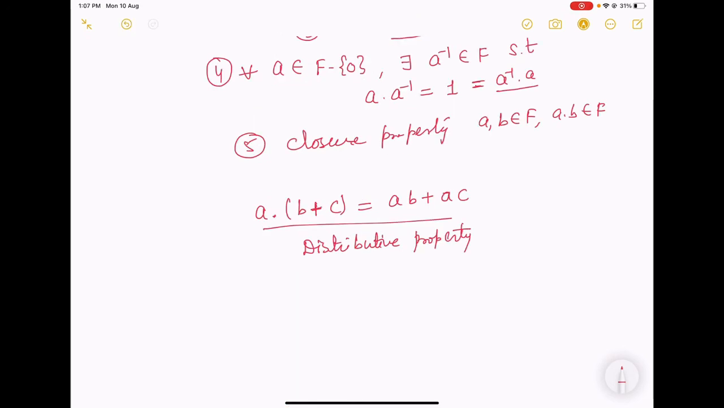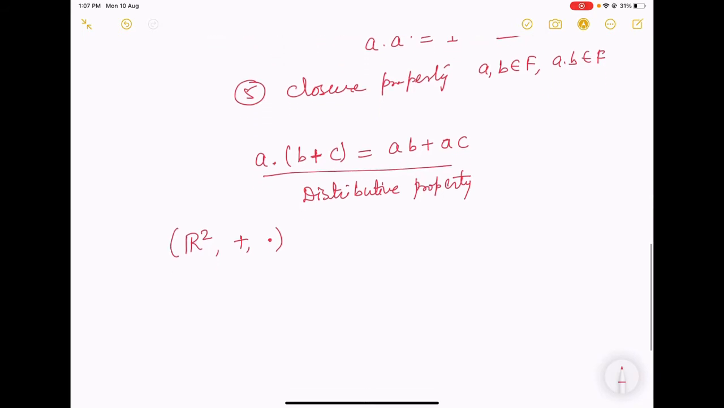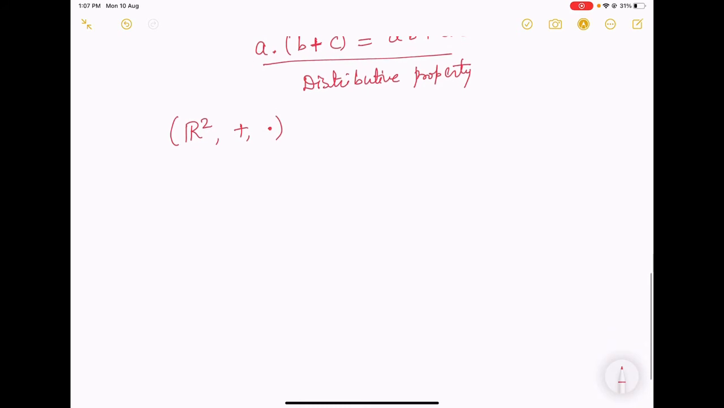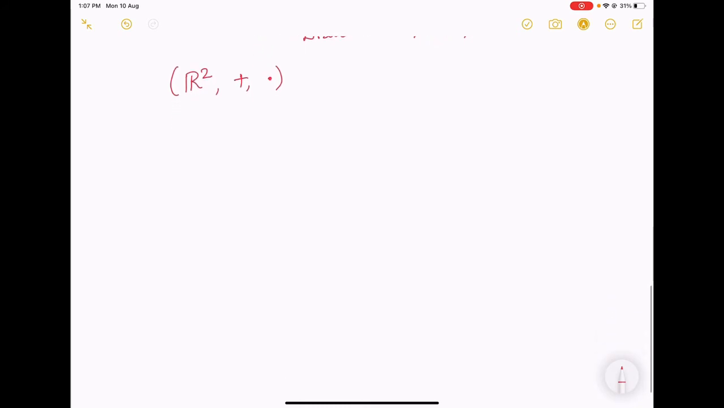Next we see how R square with respect to two operations, addition and scalar multiplication, forms a vector space. Let us see how all these properties of a vector space are satisfied in R square.